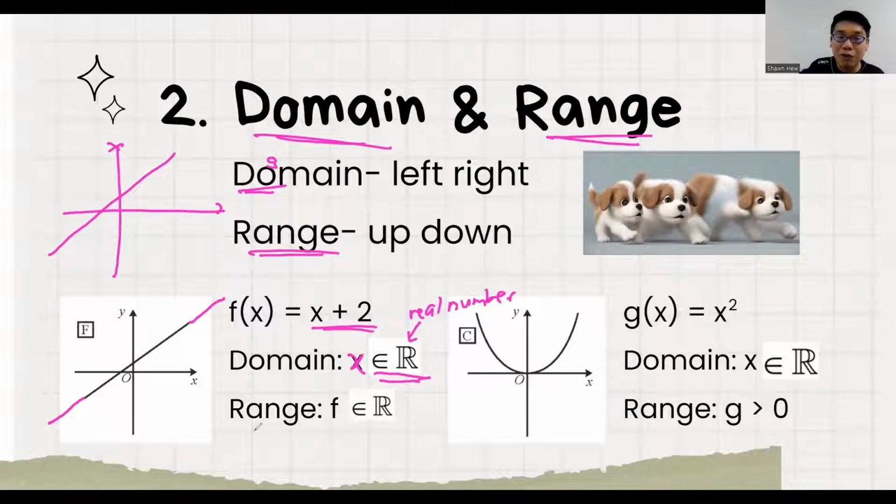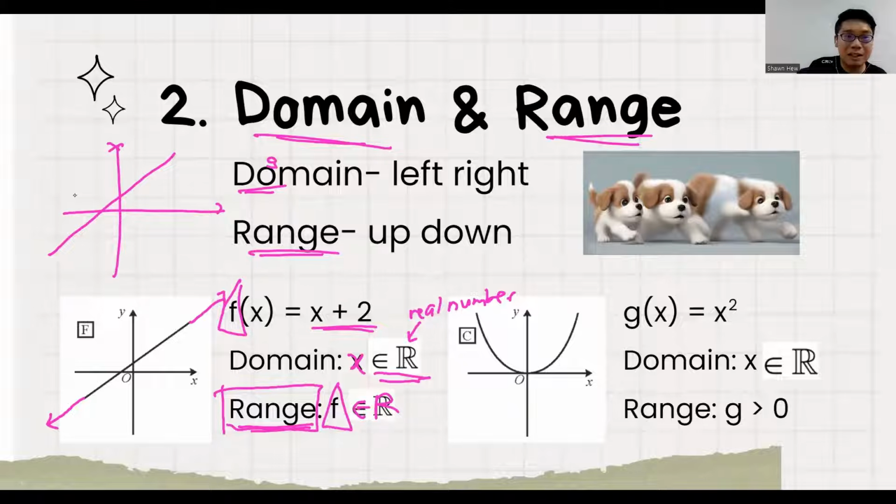Then how about the range? Range we see up, down. Okay, so this thing I can continue to go up. Agree or not? I can continue to go up. This part I can continue to go down. So actually up, down also no restriction. So if I can simply go up and down, then it's also all real numbers. Okay, just that for range, you need to name them based on the name of the function. For example, here they tell you this function is called f(x). Then we say f is all real numbers.